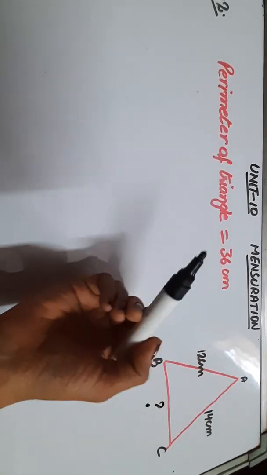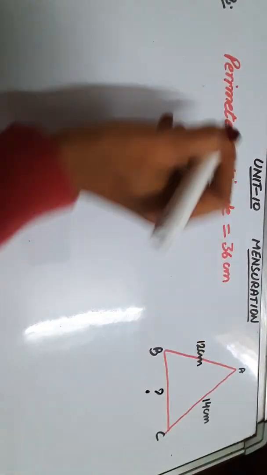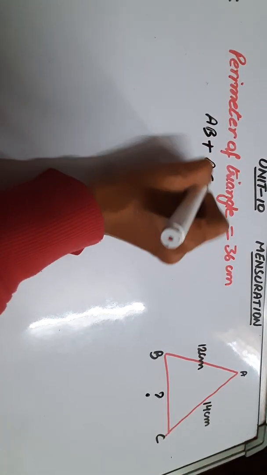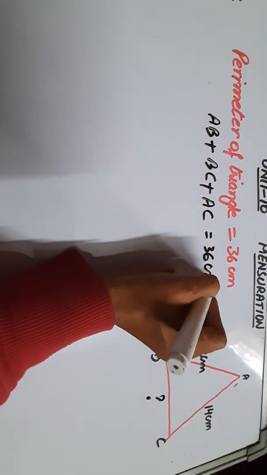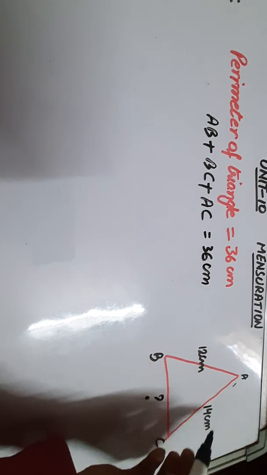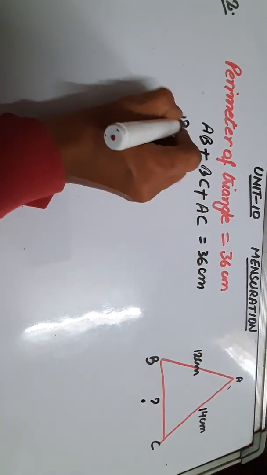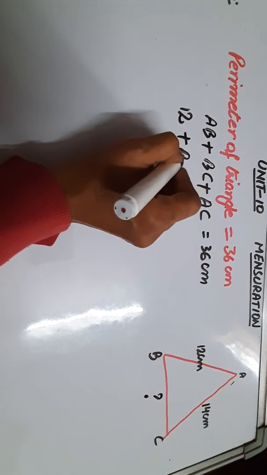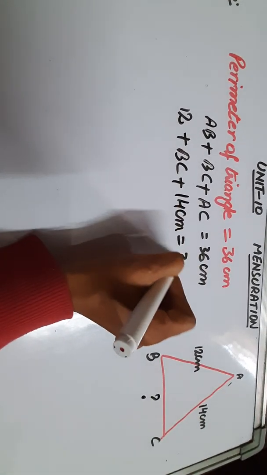Now perimeter of any polygon can be calculated by taking the sum of all the sides. So let us take the sum. The name of the first side is AB, then the second side is BC, plus the third side is AC or CA. This is 36 centimeter. Now two sides out of the three are given to us. Let us put their values. AB is 12 centimeter, plus BC is not known to us, plus AC is 14 centimeter, is equal to 36 centimeter.